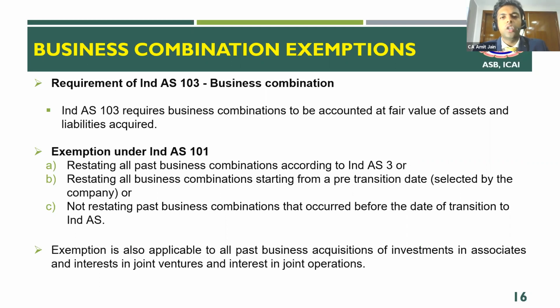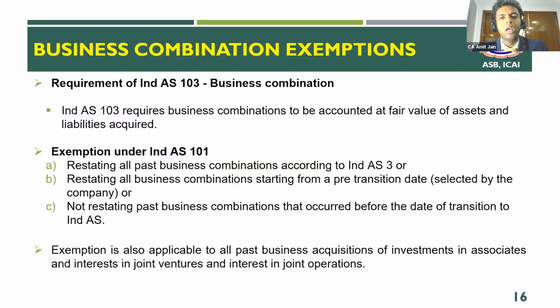So I'm repeating again, do not restate any business combination done by the company in the past. That means prior to transition date, there is no need to apply IND-AS 103 retrospectively. This is the first exemption within the business combination. Second is restate all the business combination. That means all the combinations which the company has done prior to transition date, the company is required to apply IND-AS 103 retrospectively in that scenario where the company opts for restating all the business combinations.